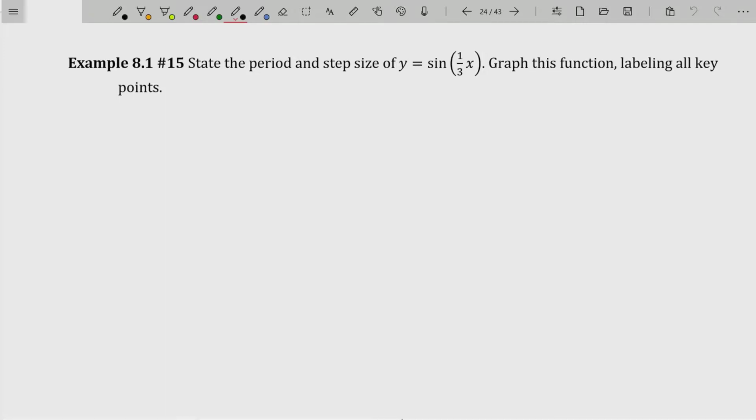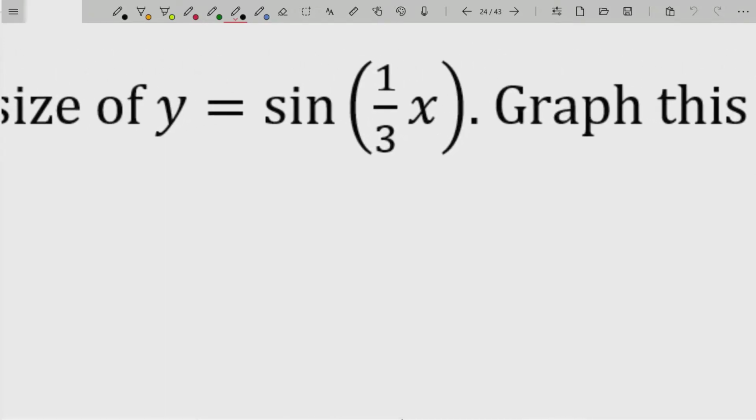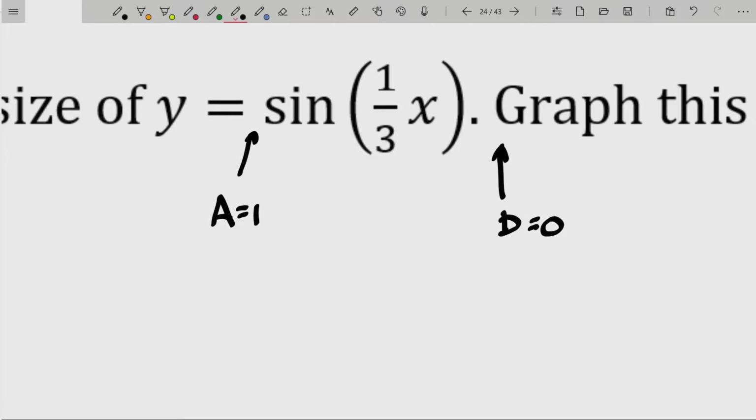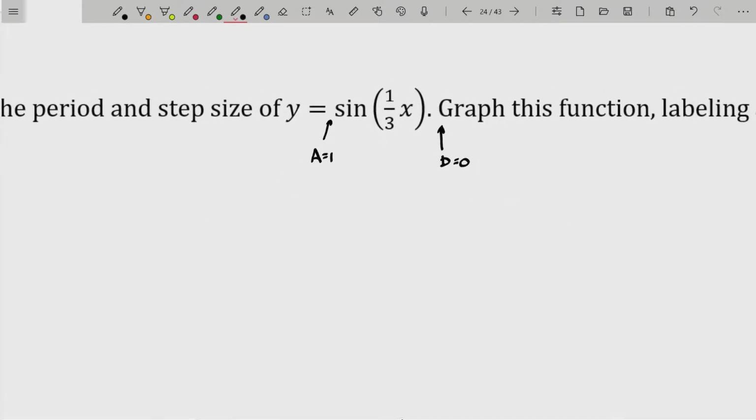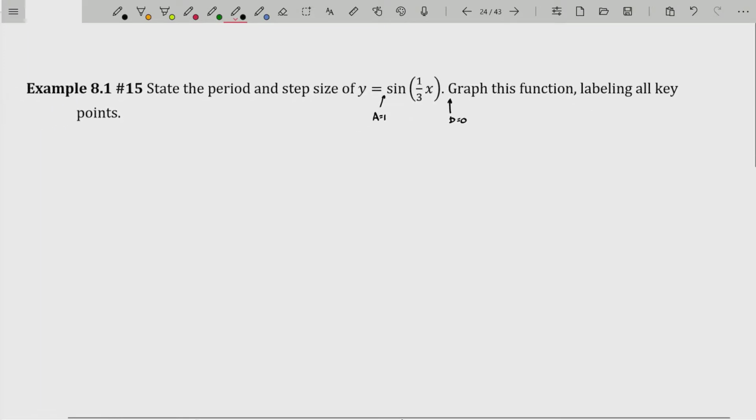Completely different example. Again, very nice example because I don't really have an amplitude other than 1. So the amplitude is equal to 1. Well, the A is equal to 1. And D, which is the vertical shift or the midline, is equal to 0. So we're really not moving anything or stretching anything vertically. I just want to get us used to the period of a function first. So we'll pull things together later.